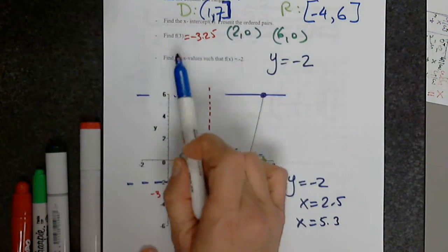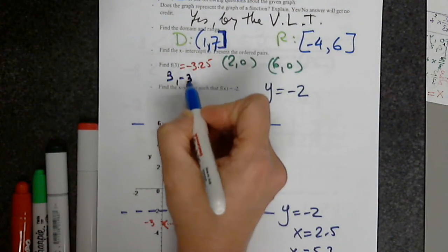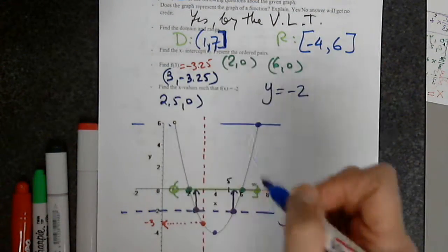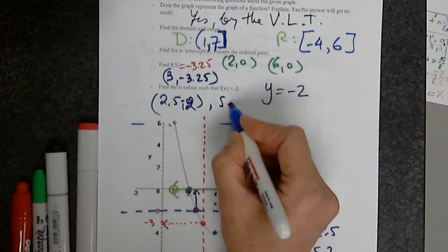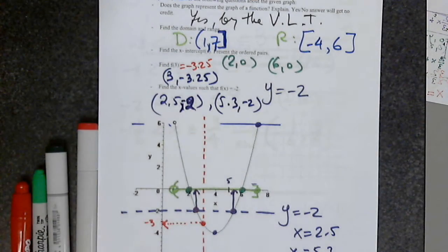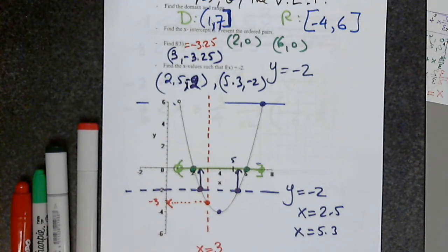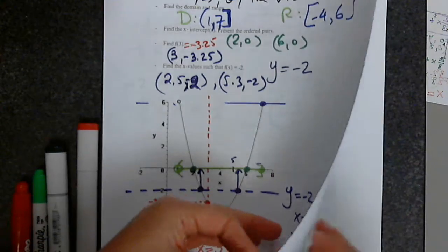So I was asked before to write ordered pairs. I recommend always writing ordered pairs. 3 comma negative 3.25, and 2.5 comma negative 2, and the other one is 5.3 comma negative 2. So these are the points we read from. Yes, in real life situations it will be like this, kind of hard to read from the graph. Just come up with your best estimate. Good. Any questions on this?